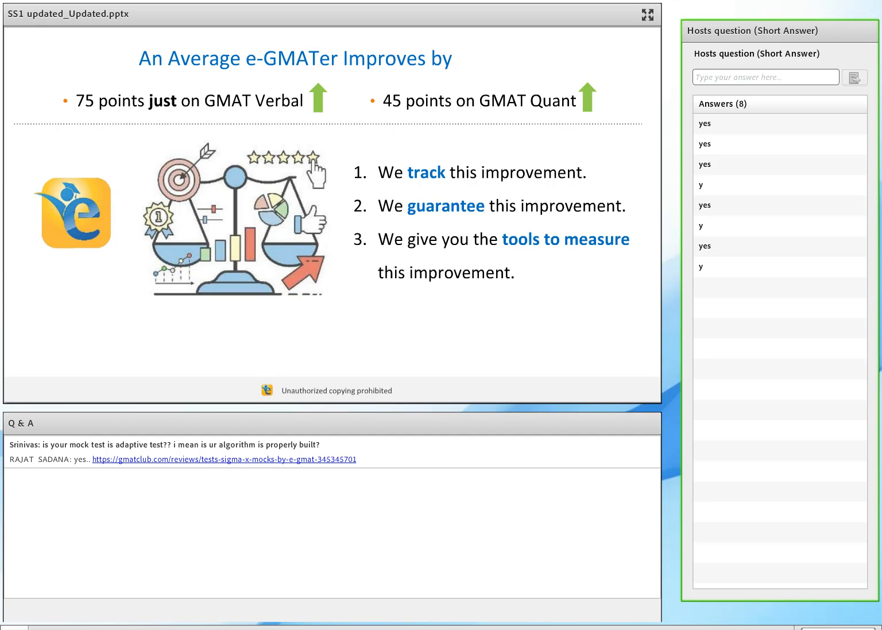Actually, we had a product called GMAT Live Prep in which we guaranteed an improvement better than this. Most of the other prep companies, they don't even offer a guarantee. They don't even give you the tools to track this. But we give you, each one of you, these tools to track this, because that's how we think about architecting our courses in the first place.